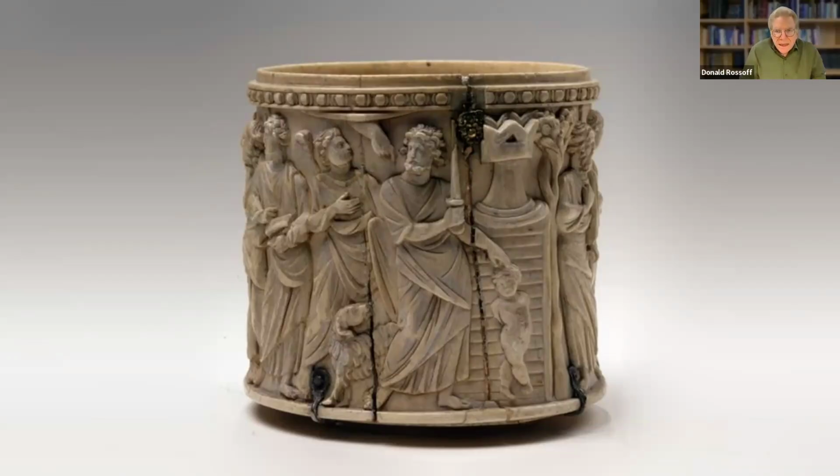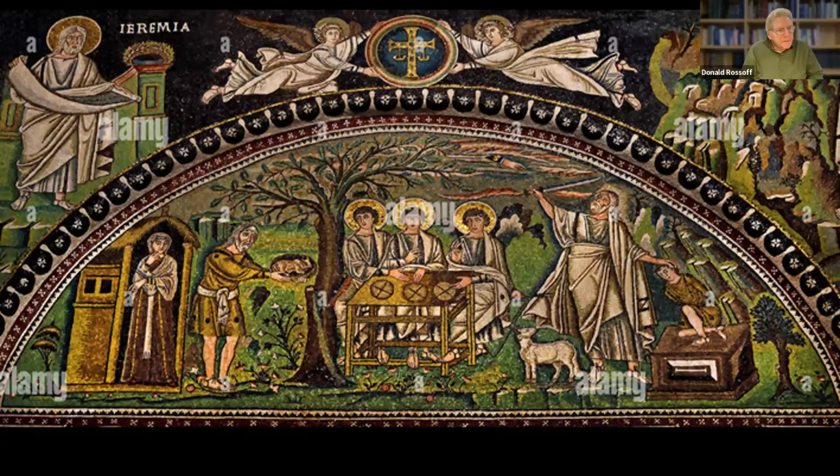Now we're going to jump ahead. This is from the year 547. It's from the Basilica of San Vitale in Ravenna, Italy. And you have scenes from Abraham's life underneath the arch we're talking about. So what do you see? What scene do you see on the left from Abraham's life?